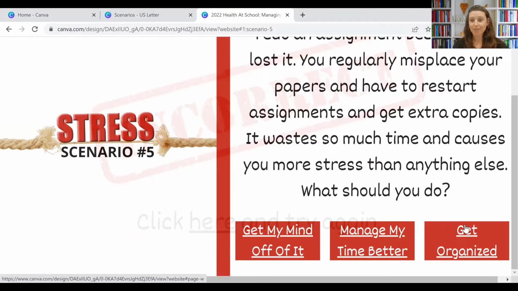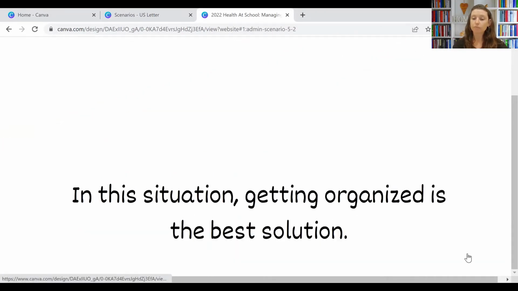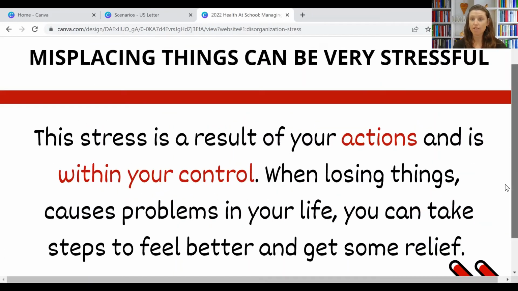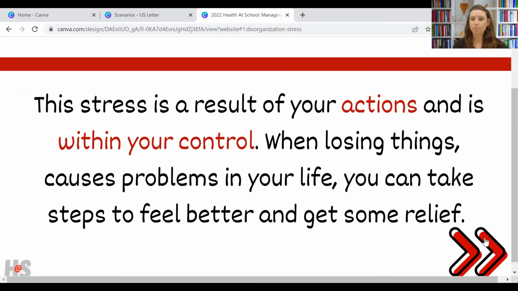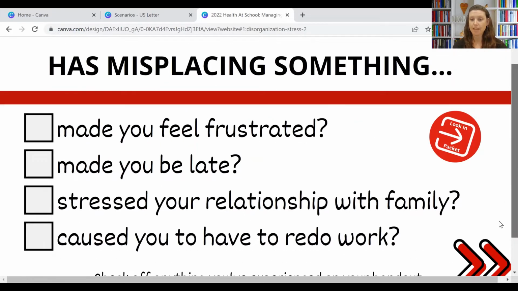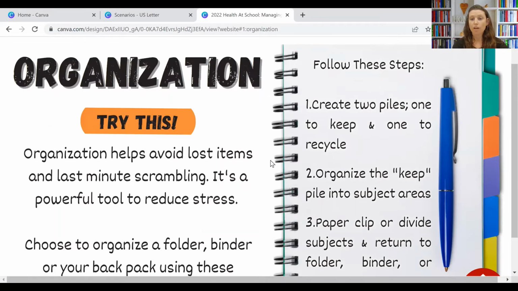So when they get to that selection to get organized, they're going to learn why misplacing things can actually cause stress in our lives. They're going to take some time to reflect on how this scenario may relate to them. And then they're going to have the opportunity to actually try an organizational strategy where they organize a binder or a folder or their backpack, their digital drive, or even their email inbox.